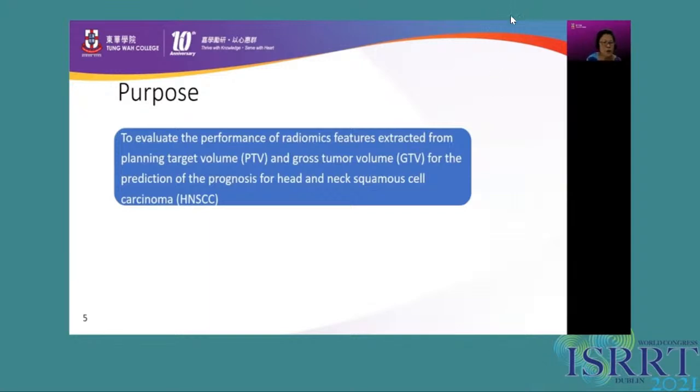So the purpose of this research was to evaluate the performance of radiomics features extracted from the planning target volume, PTV, and the gross target volume, GTV, for the prediction of prognosis of head and neck squamous cell carcinoma.